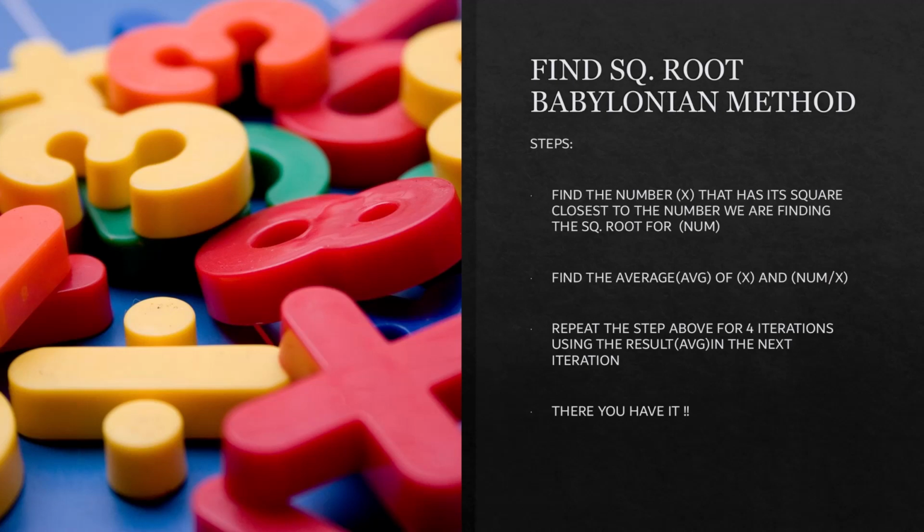Okay, then we repeat the steps, that is this step, for 4 iterations using the average in every subsequent iteration. So we'll calculate this average, and then we have a loop, of course, and every time we go into the loop, we'll be using the average we arrived at in the previous iteration. Okay, that's what this means. And then we'll arrive at the square root. So now let's go and write that code. And I'm going to go now straight into IDLE.